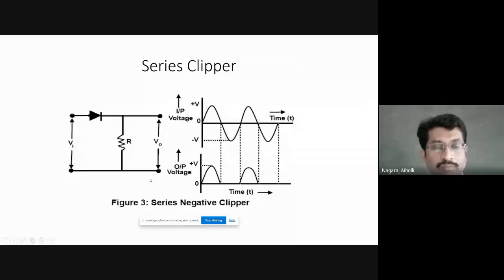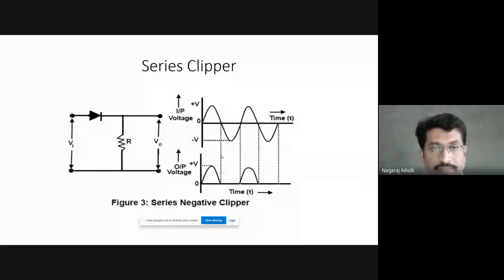Clippers are also classified as positive clipper and negative clipper. A negative clipper clips off the negative portion of the applied input signal, and a positive clipper clips off the positive portion of the applied input signal. So they are classified as positive clipper and negative clipper circuits.